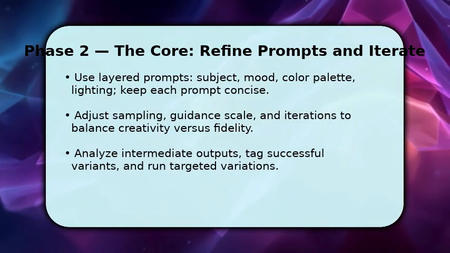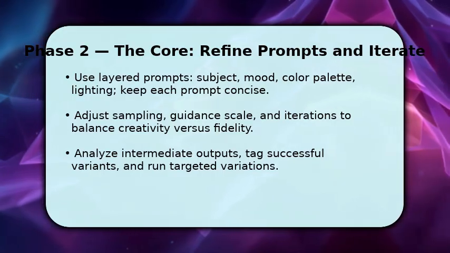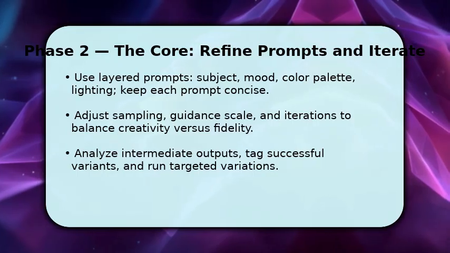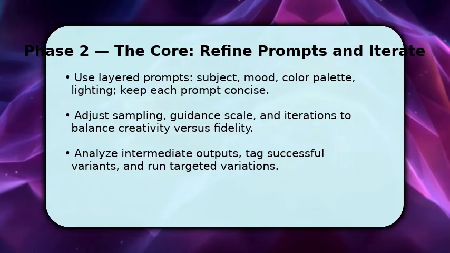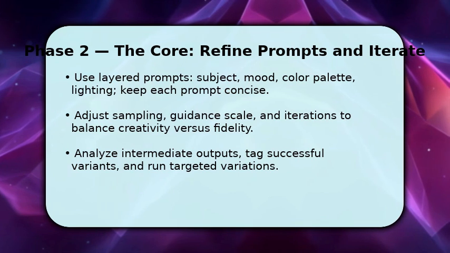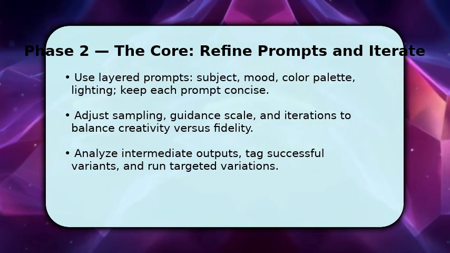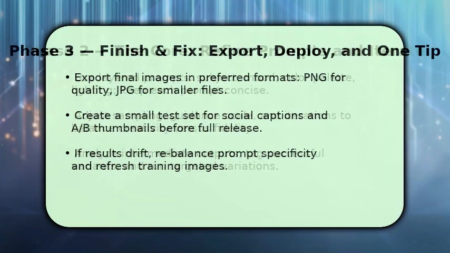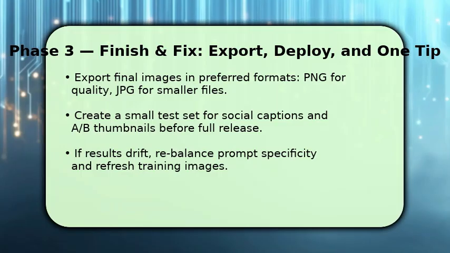Once you generate images, study intermediate outputs carefully, tag the versions you like, and run targeted variations on those. This iterative approach lets Gemini converge on the trend visual, while you guide why each change mattered. You finish by exporting the best images. Choose PNG for maximum quality or JPG for smaller files and fast uploads.